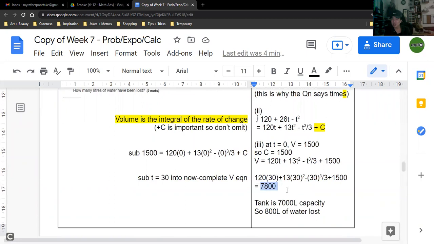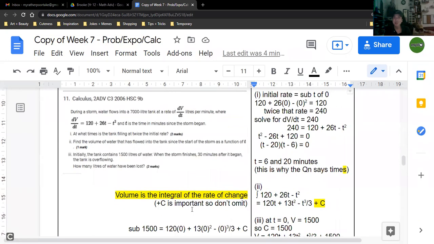This specific question asks you for the overflow. So the tank is 7,000 liter capacity, so 800 liters overflow. That part's not even maths. Like you can see, we didn't do 7800 take away 7,000 or anything. It's barely maths at this stage. But it's more of a conceptual understanding one.